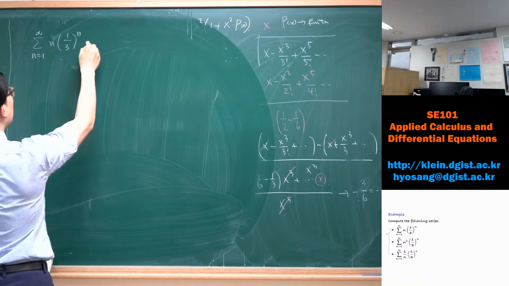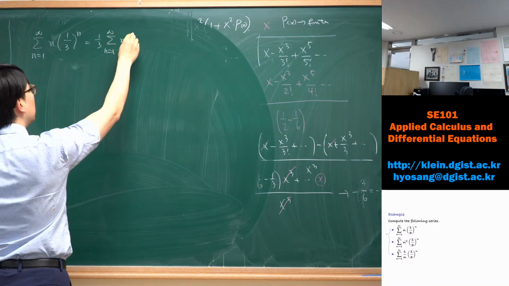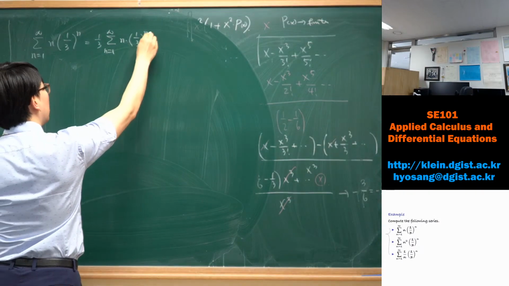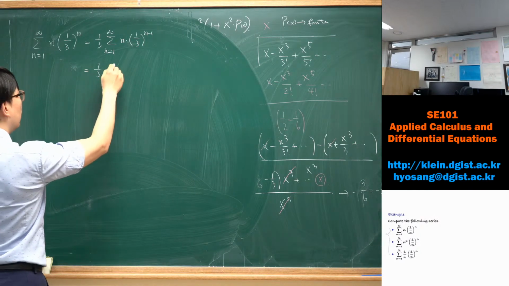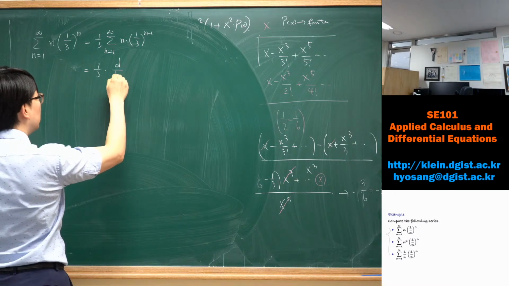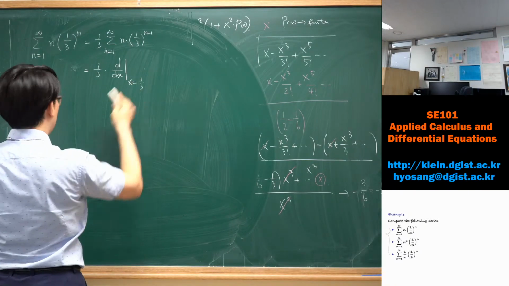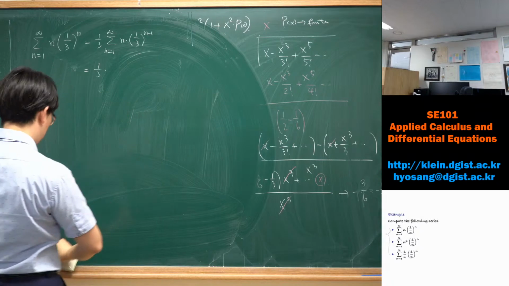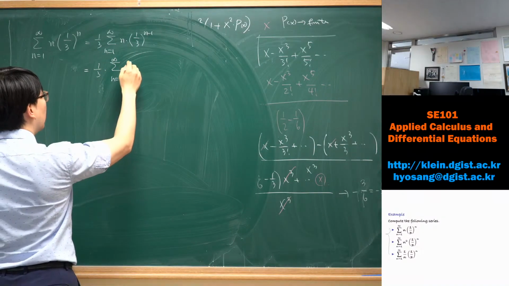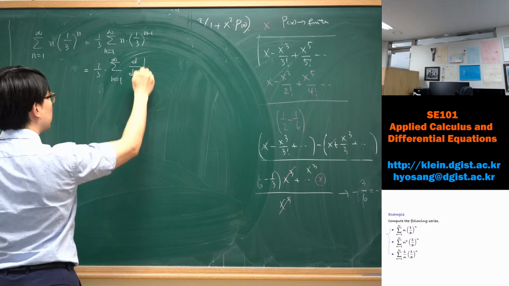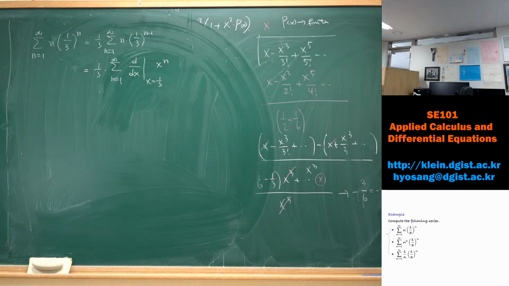So when I rewrite this as 1 over 3 times the sum from n equals 1 to infinity of n times 1 over 3 to the power of n minus 1, then it looks like it's 1 over 3 and d/dx at x equals 1 over 3. So let me write the sum first: the sum from n equals 1 to infinity of d/dx at x equals 1 over 3 of x to the power of n.